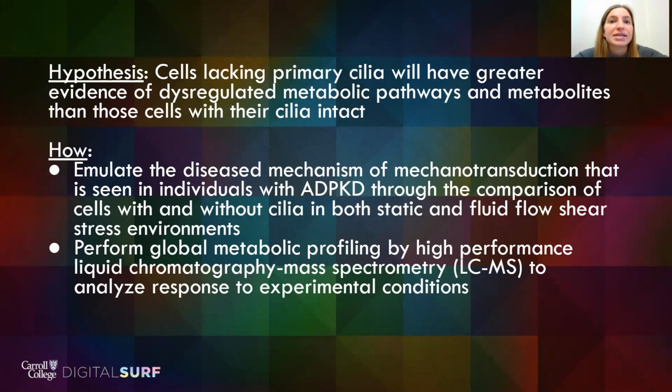So we hypothesized that cells lacking primary cilia would have greater evidence of dysregulated metabolic pathways compared to cells with intact cilia. We tested this hypothesis by emulating the disease model of mechanotransduction seen in ADPKD, and then we ultimately analyzed the results by comparing cells with and without cilia in both static and fluid flow stress environments.